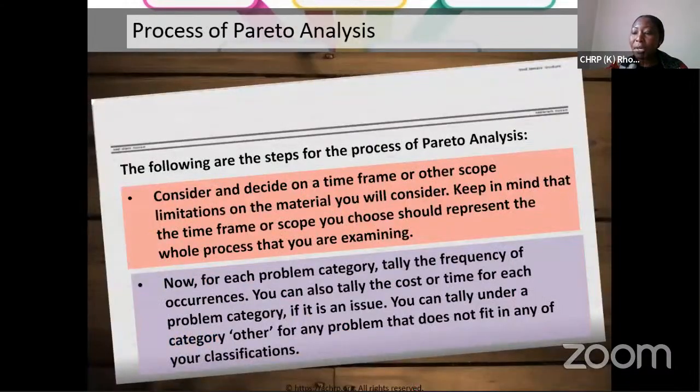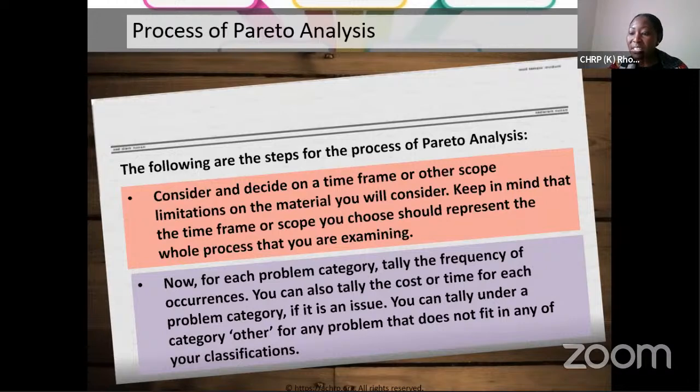Then the third step of the Pareto analysis process is to determine the time frame or other scope. You must establish the scope, because you cannot do this indefinitely. So you must be able to say, for which period are you going to analyze this data? Is it for the last 1 month when the complaints started? Is it since Rick went on leave? Is it since the beginning of the year?